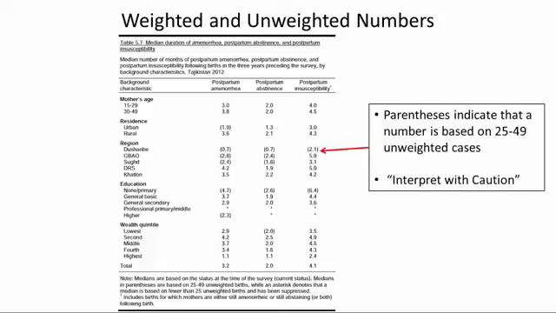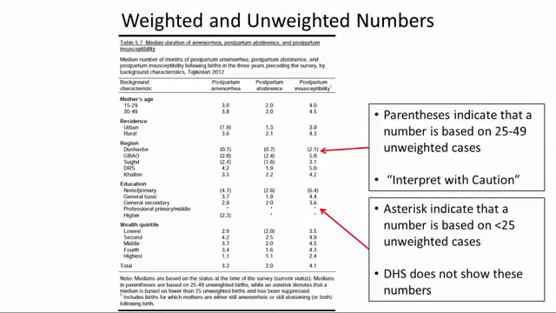For indicators that are percentages, parentheses indicate that a number is based on 25 to 49 unweighted cases. This means that the number should be interpreted with caution. An asterisk indicates that a number is based on less than 25 unweighted cases. This is too small to be reliable, so DHS tables do not even show these numbers.